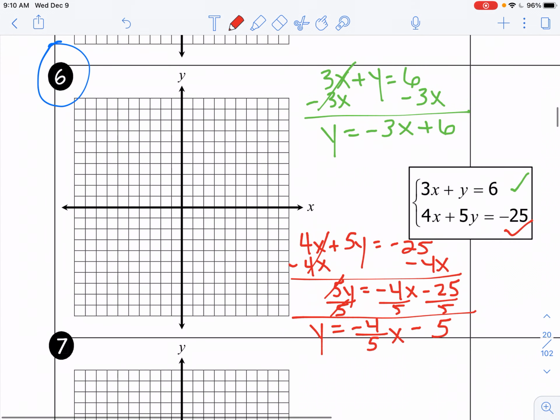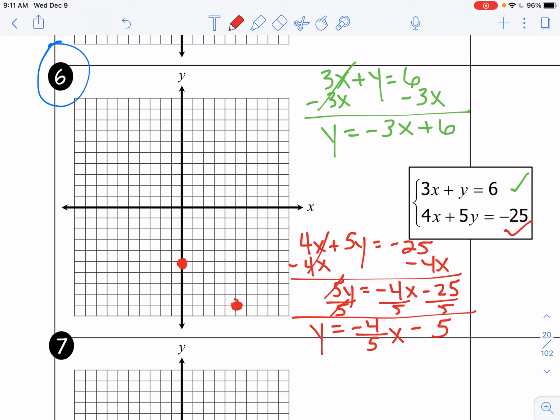Back to my graph over here. All right, so on the red line equation, my y-intercept is negative 5. So count down, 1, 2, 3, 4 to negative 5 right there. My slope is down 4, right 5. This is a negative slope. Down 4, right 5.